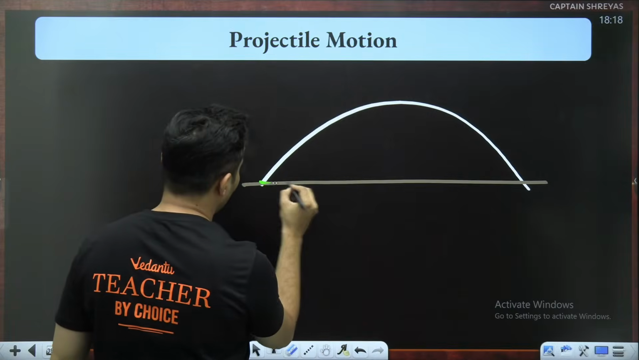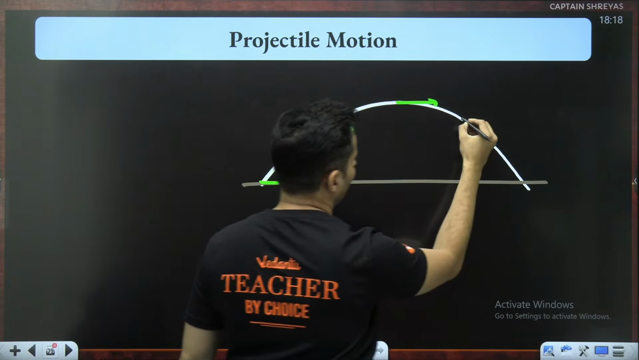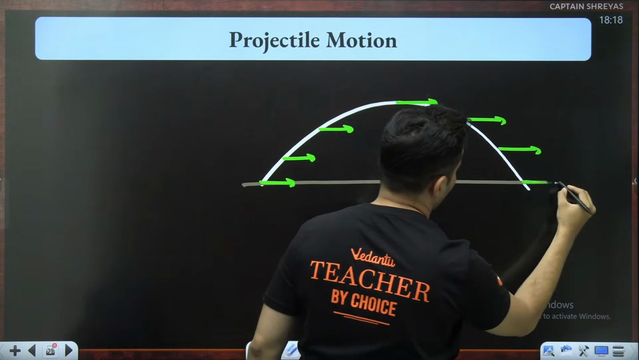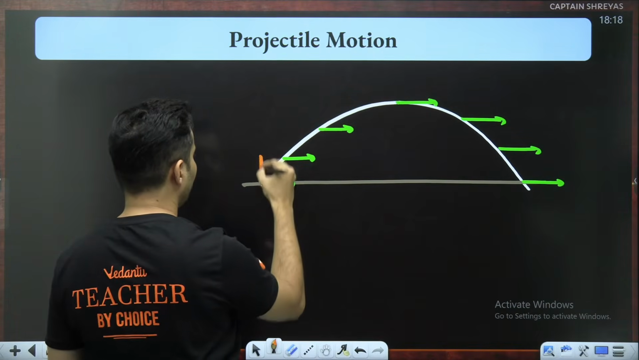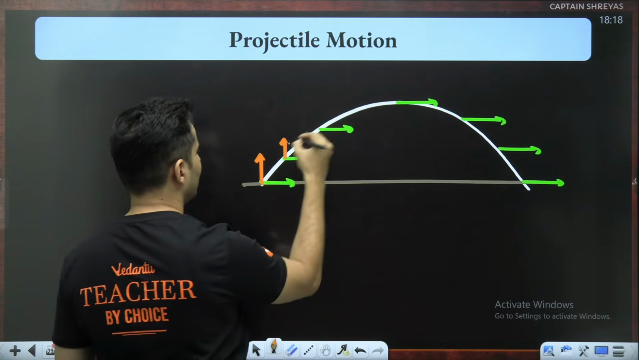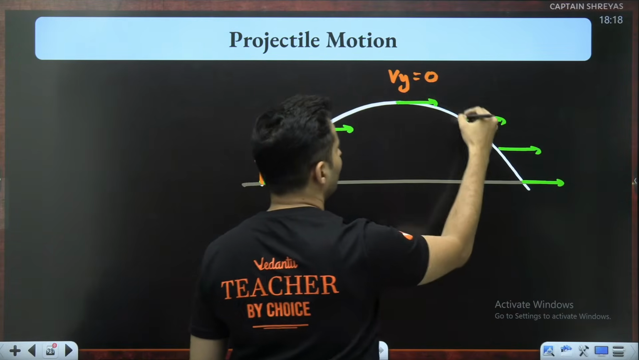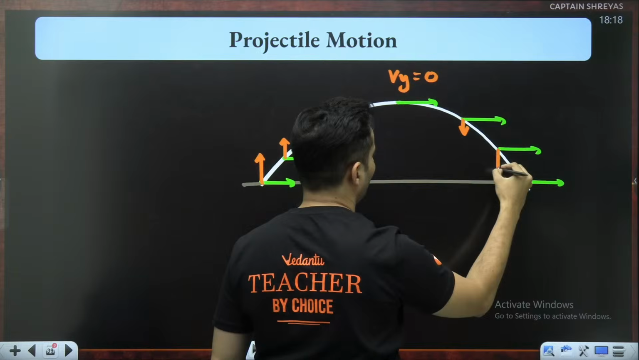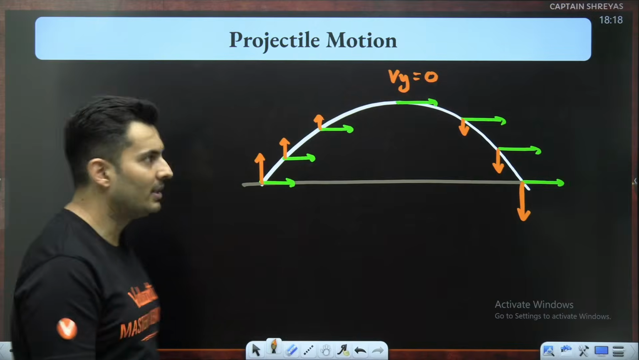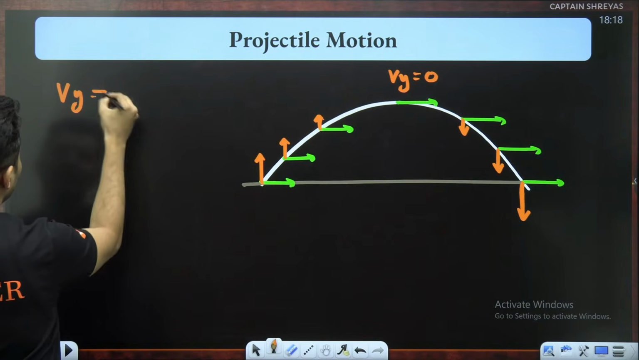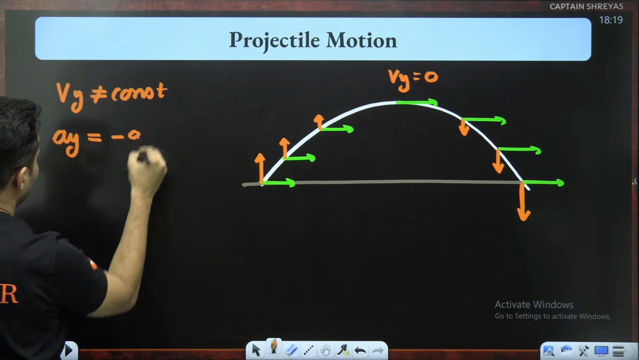There will be one x component which will always be there, no matter what you do. It's the y component which will keep on changing. The y component initially will be this much, then it will become slightly small, then even smaller. Then the y component will become 0, then it will become negative, then more negative, and then even more negative. So this is how the y component will change. So vy is not constant, as the acceleration in the y direction is negative g.